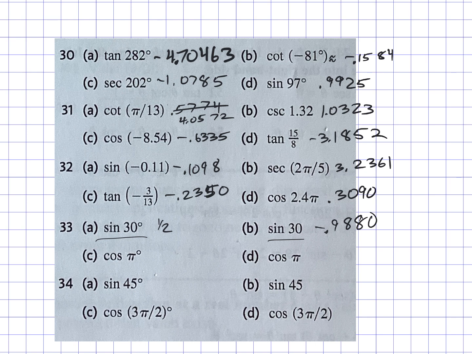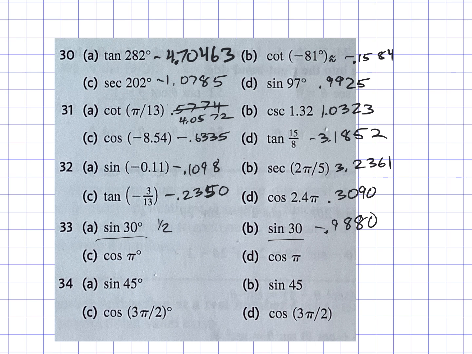Okay, 30 is in radians. Remember, 180 degrees is 3.14. This is 30, so 10 times that amount. Whatever the sine at 3.14 is, okay? So that's that answer.